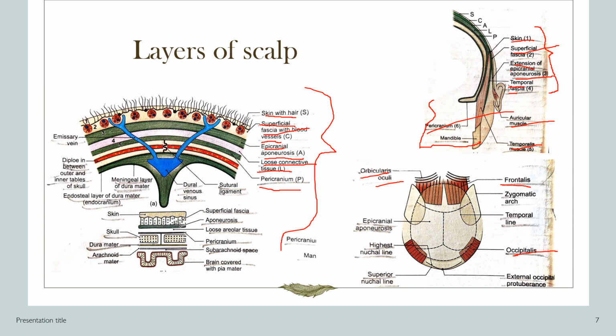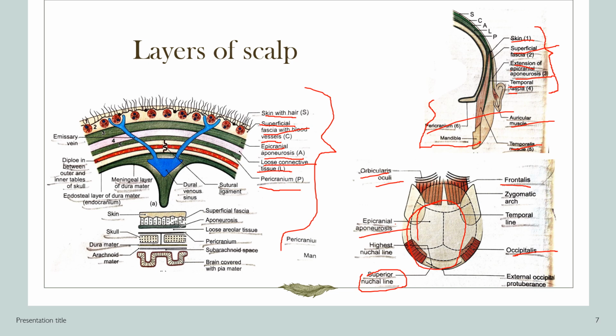Yes, then comes the occipital protuberance, external occipital protuberance, superior nuchal line, then epicranial aponeurosis. So this part is the epicranial aponeurosis shown here, right?